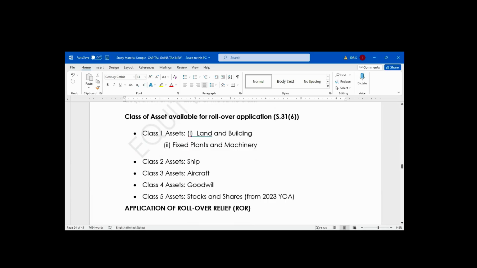So these are the class of assets that rollover relief are available. We have class 1 to how many? To 5. Class 1 to 5. Let's know the class of assets. In all these class, do we have motor vehicle on it? No, sir. So have it in mind. Rollover relief does not apply to motor vehicle. Furniture and fitting. Do we have furniture and fitting? No, sir. Have it in mind. Rollover relief does not apply to furniture and fitting.